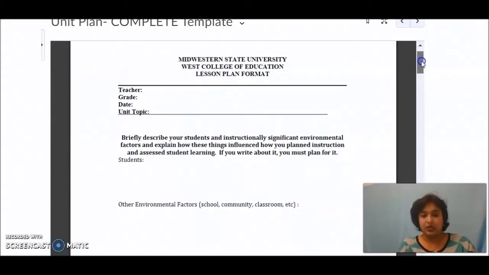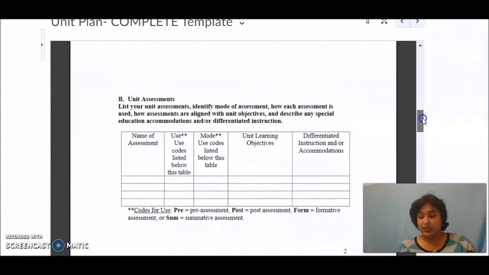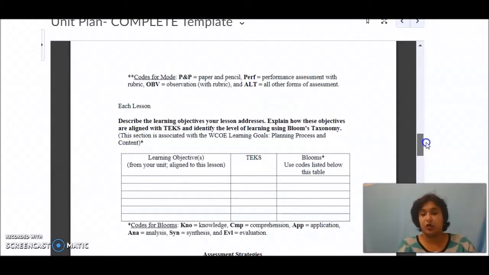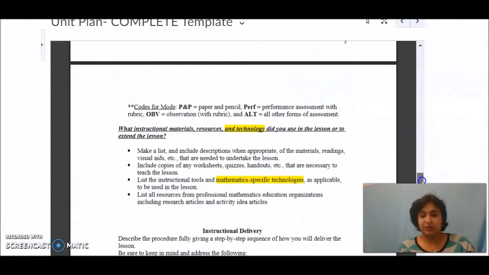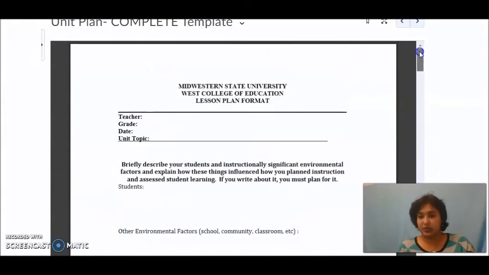So here are your questions that are there. Then you have your unit objectives. Your unit plan will consist of 3 lesson plans, themed around one unit. That means around one topic or one area, concept. Unit assessments, and then this is for each lesson: you are going to copy paste this 3 times. And when we do the individual ones, this will become very clear.